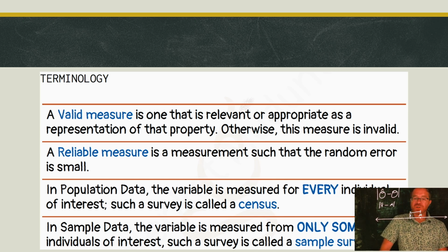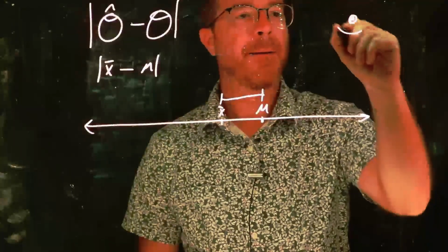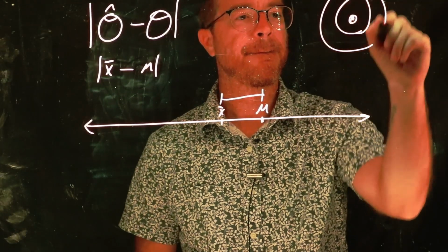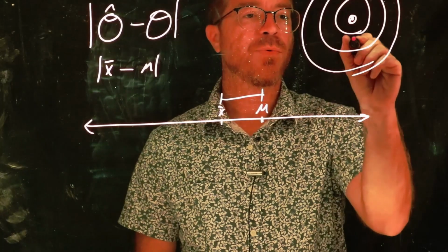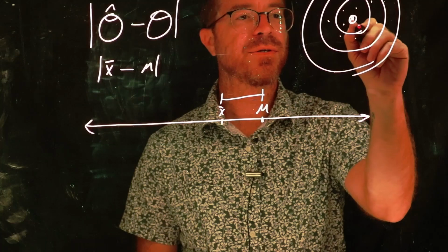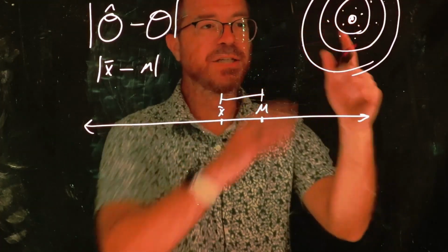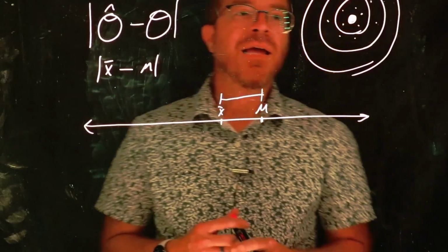A reliable measure is a measurement such that the random error is small. So if you remember, the random error is how far we are off from the population value, meaning that if I were to think of this like a bullseye, a reliable measure would be ones that are close to that center value, which in this case represents my population parameter.